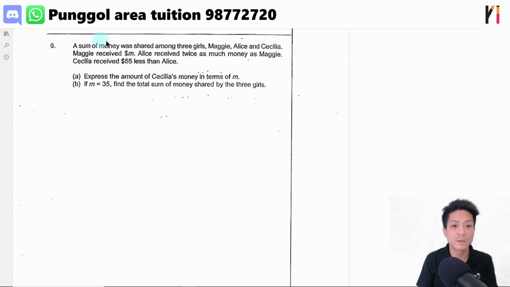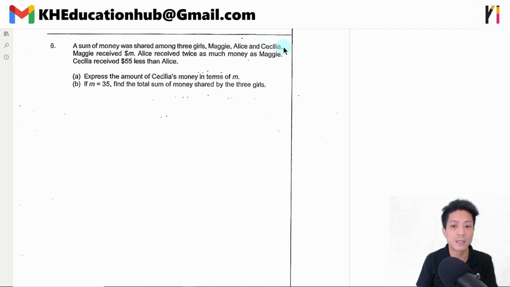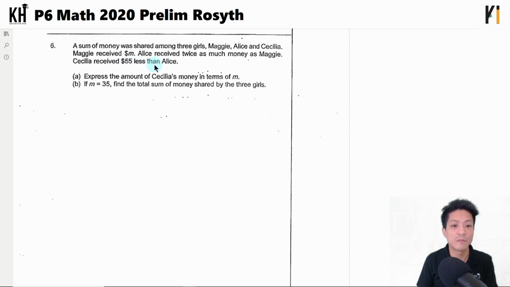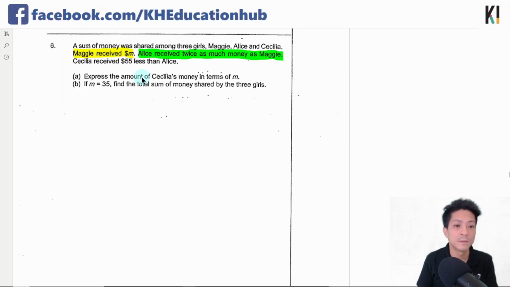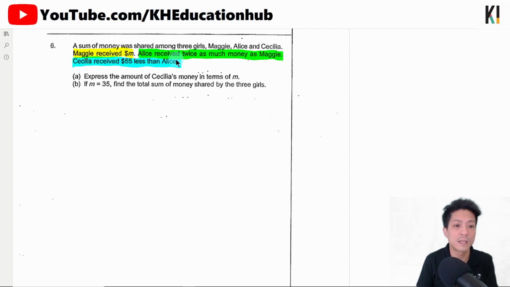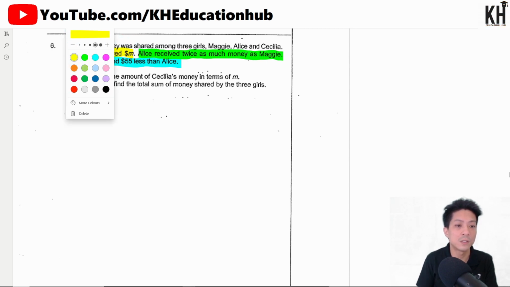Question 6. A sum of money was shared among 3 girls, Maggie, Alice, and Cecilia. Maggie received $M. Alice received twice as much money as Maggie, and Cecilia received $55 less than Alice. Okay, so Maggie received $M. Let's make it clearer. Alice received twice as much as Maggie. We highlight all the way. And Cecilia received $55 less than Alice.